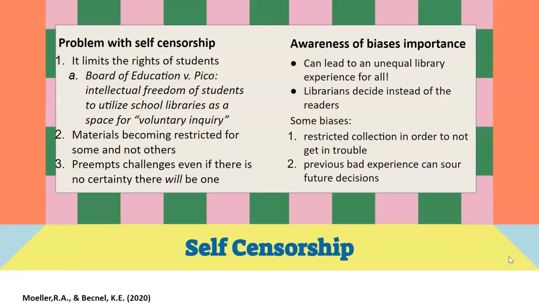Moving on to self-censorship. So we talk about problems with self-censorship. One of the main things is that it limits the rights of the students. So from the Moeller article, it actually references the Supreme Court decision of the Board of Education versus PICO, which says that intellectual freedom of students to utilize the school library as a space for voluntary inquiry. If we do too much self-censorship, that space for voluntary inquiry basically and essentially gets taken away.